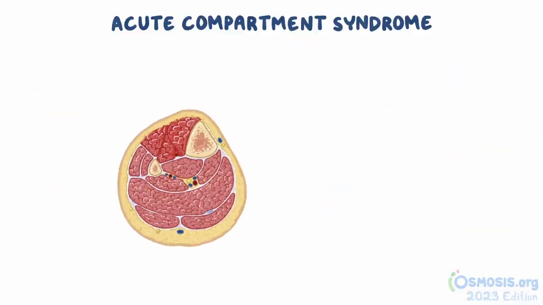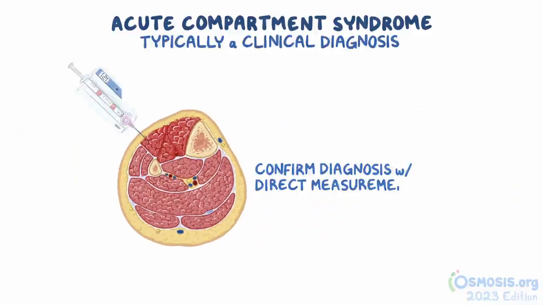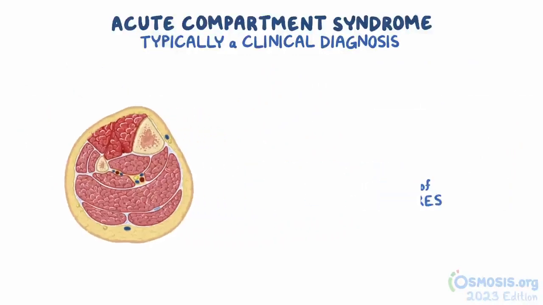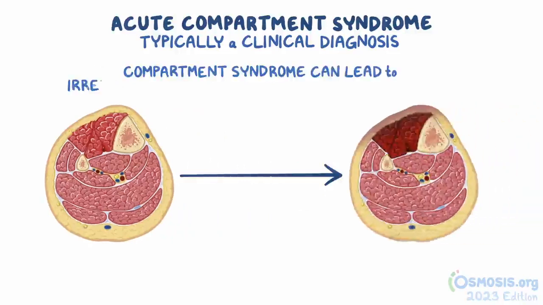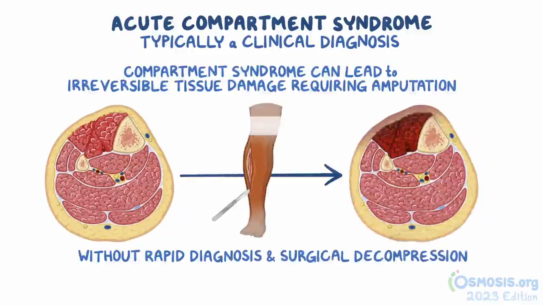Acute compartment syndrome is typically a clinical diagnosis, but you can confirm the diagnosis of unclear cases with a direct measurement of compartment pressures. Compartment syndrome can lead to irreversible tissue damage requiring amputation without rapid diagnosis and surgical decompression by fasciotomy.